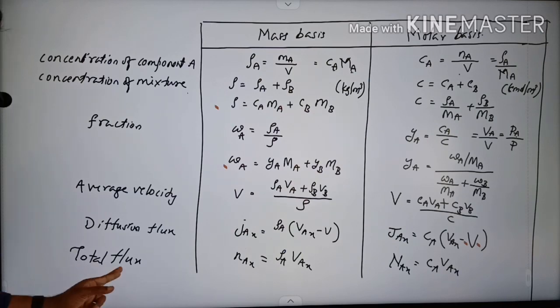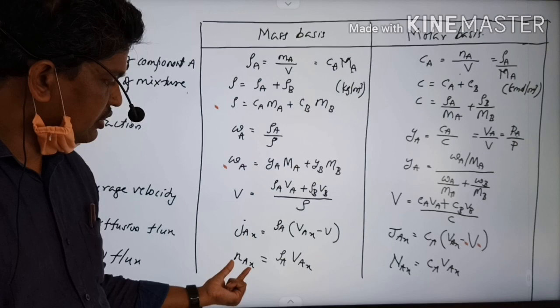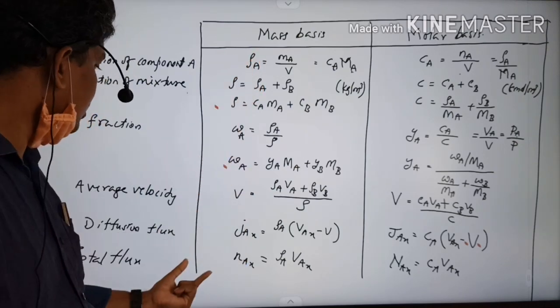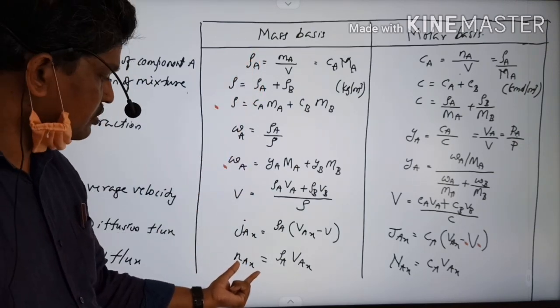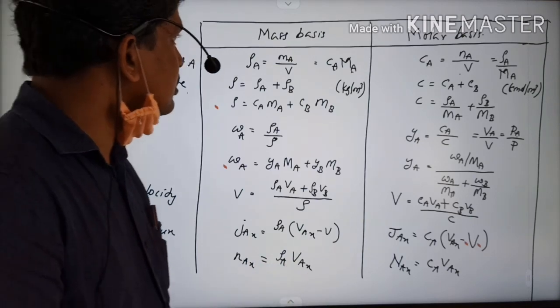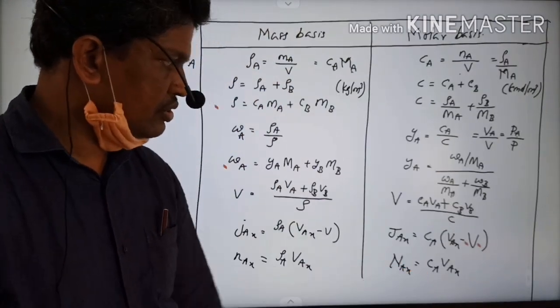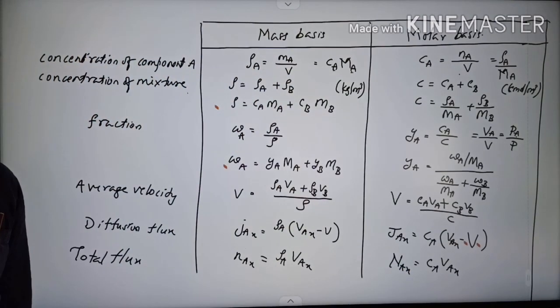Then total flux, which is equal to small nx, the total mass flux, which is equal to rho A into Vx. Then total molar flux, capital Nx, which is equal to Ca into Vx.